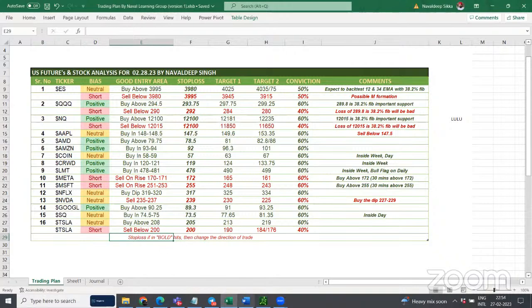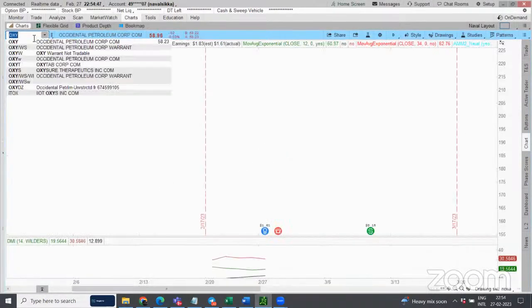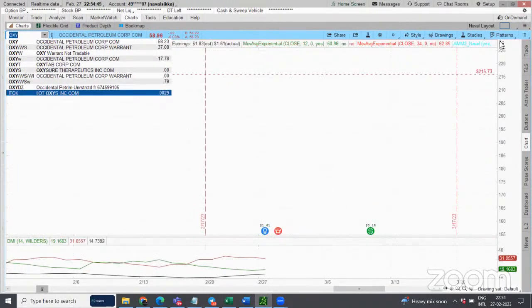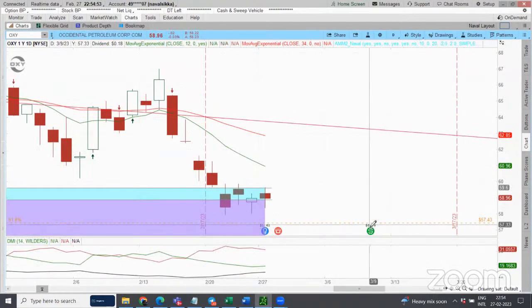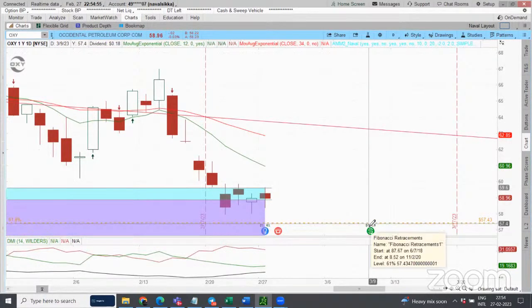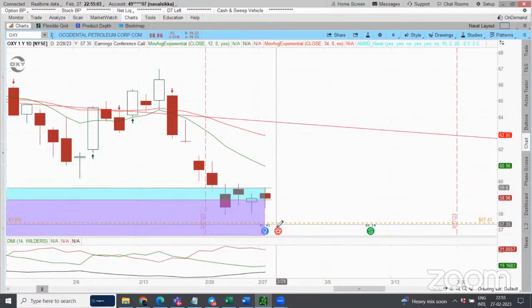Oxy, okay, I can check Oxy. Oxy was supposed to hit support of 57 something. So 57.45 is an area where Oxy should find support. There is a dividend which comes around $1.61, so we need to see. But the 57 area is something Oxy should hold.